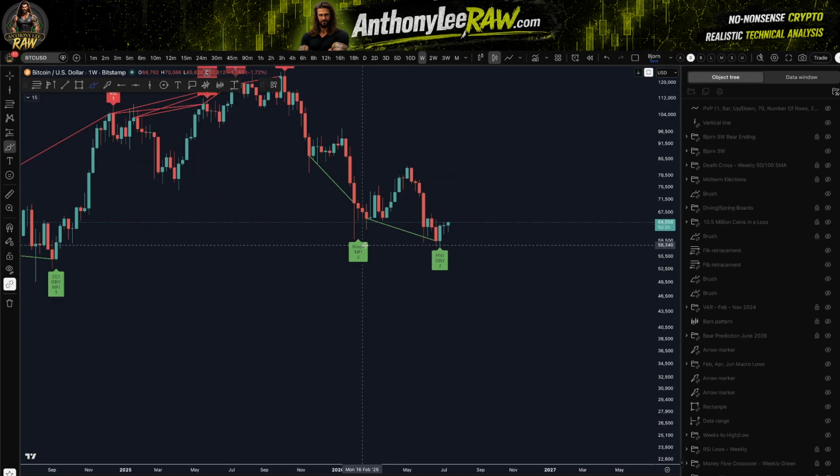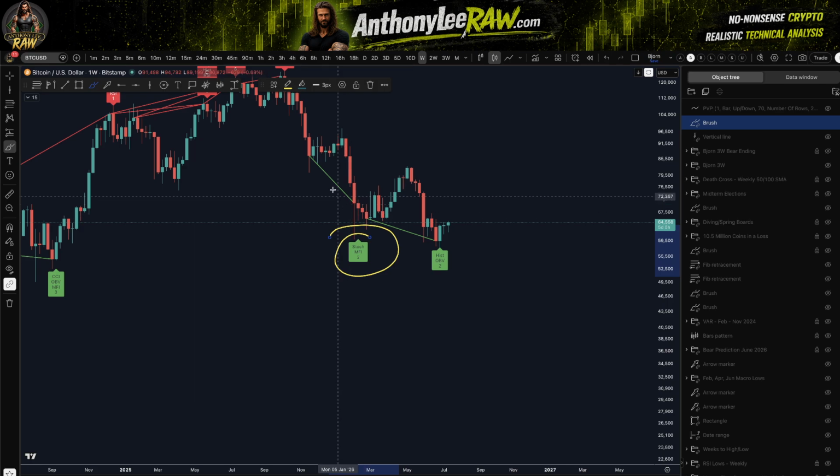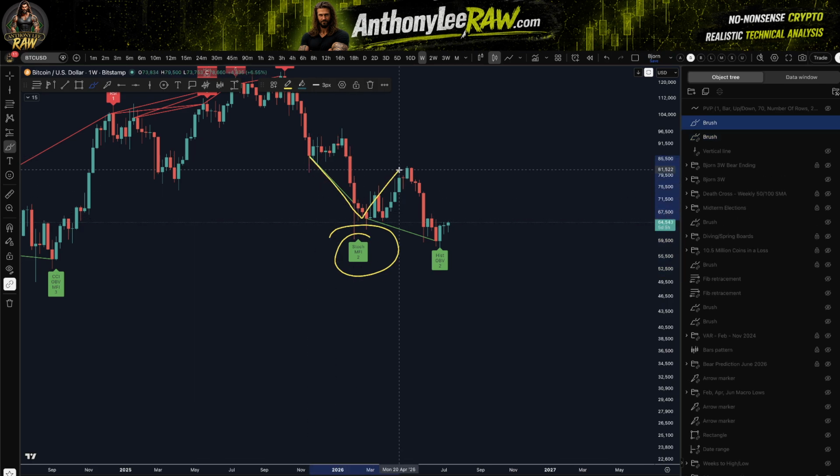For example, right here, you have stochastic and money flow divergences right there, and it connected the 2 points, and boom, big move up. And this is not a little move up. This is a weekly time frame. If you caught it from the point that it confirmed to the top, that's a 26% move on Bitcoin.